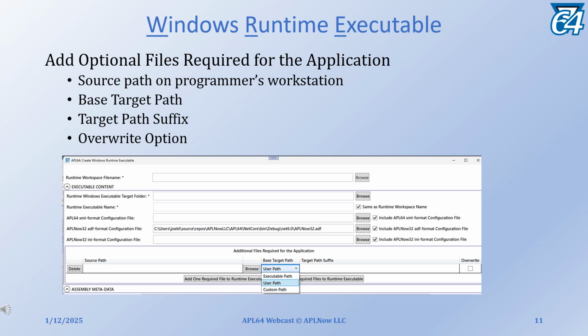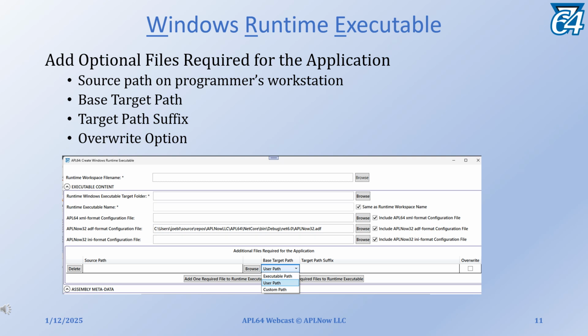The user path option is used for additional files which may be specific to an individual user of the application system in a scenario where multiple users may access the application system. The executable path option is used for files which are necessary for all users of the application. The custom path option is used when the APL programmer wants to control a specific path at runtime.